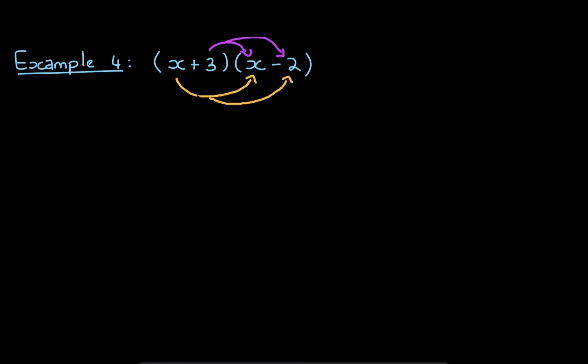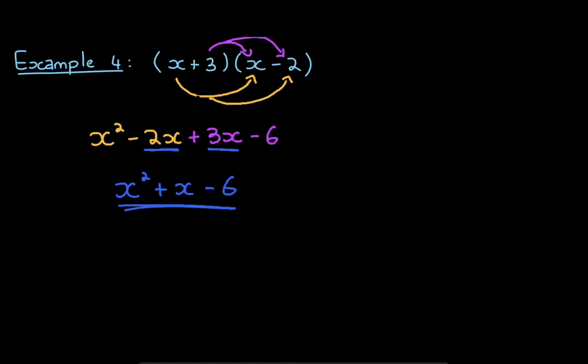So x times x will give you x squared, and then x times negative 2 will give you negative 2x, and then you get 3 times x, and you get plus 3x, and 3 times negative 2, you get negative 6. Now we can simplify this. We can collect the like terms and simplify, and you get x squared minus 2x plus 3x will give you plus x minus 6. Now, if you notice, this answer is the same answer we got in the previous method of doing it. It's the same question.